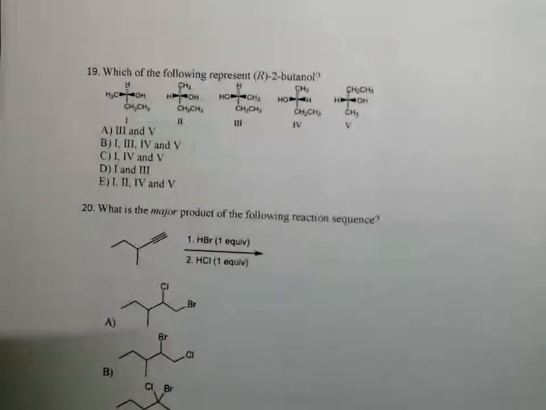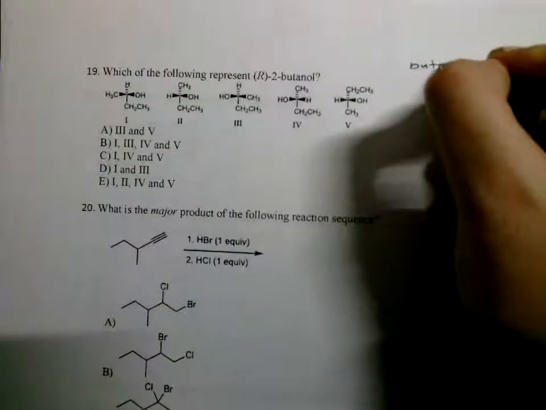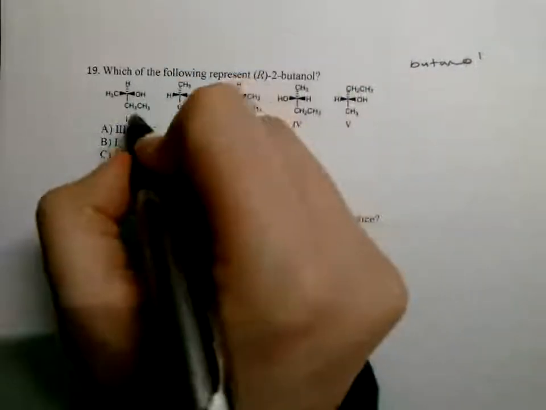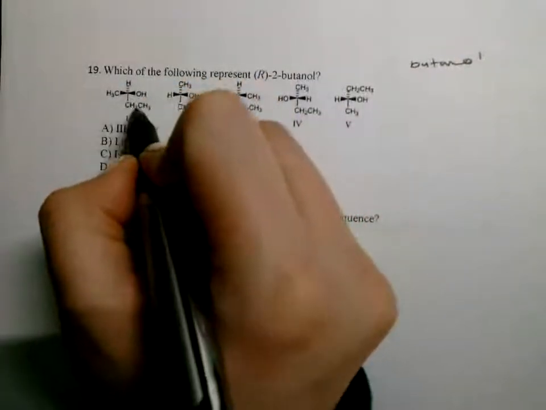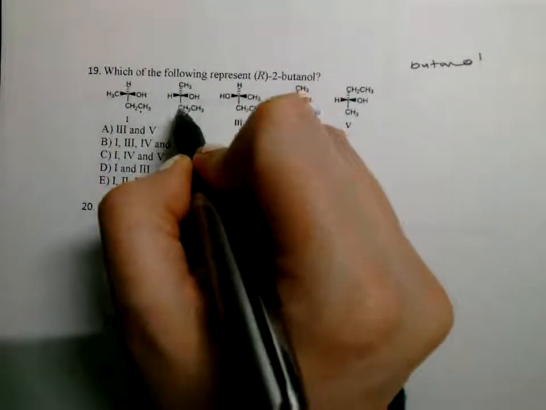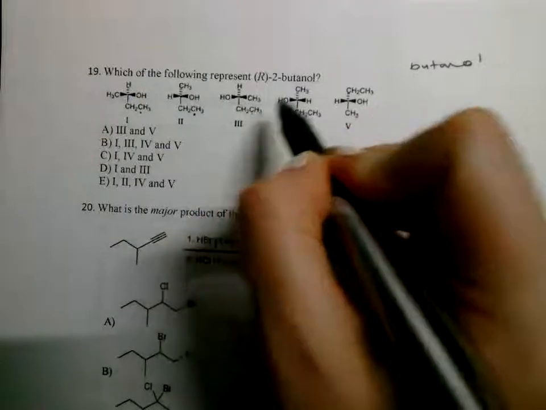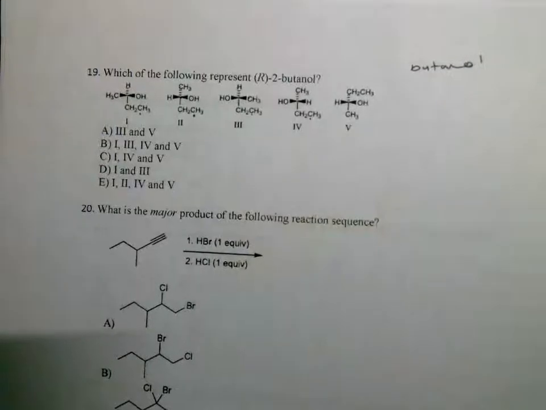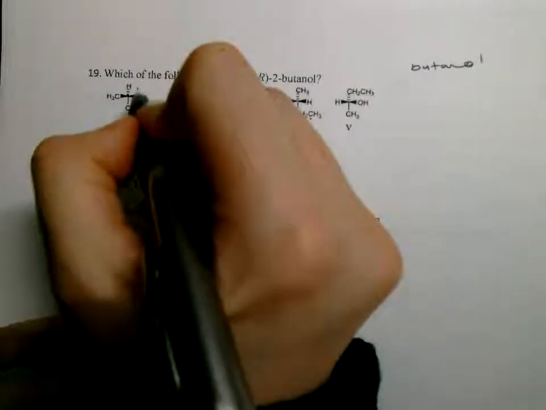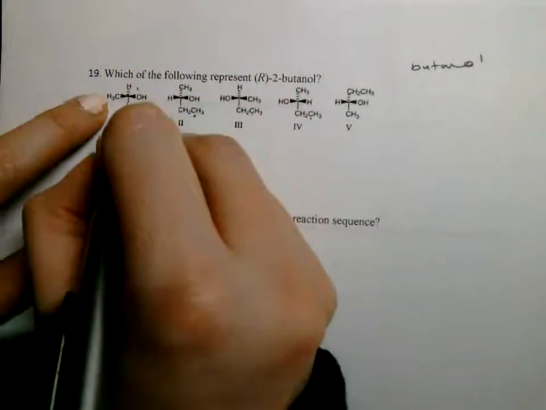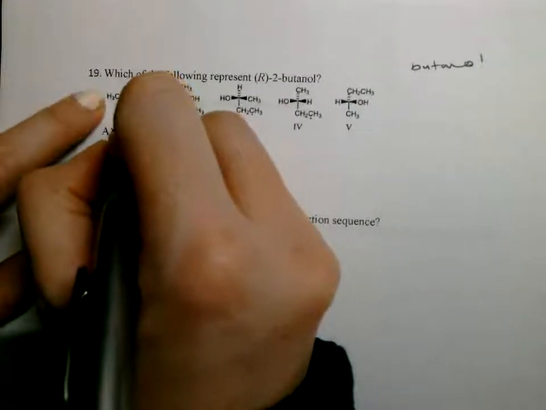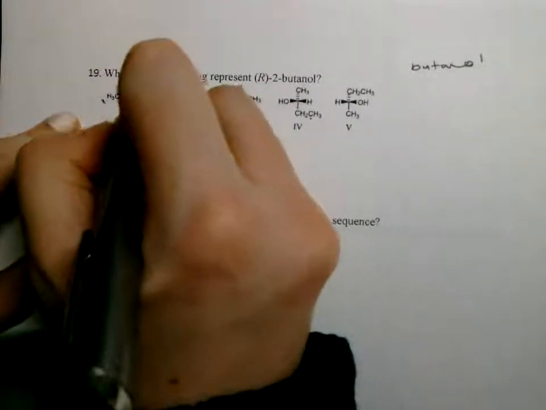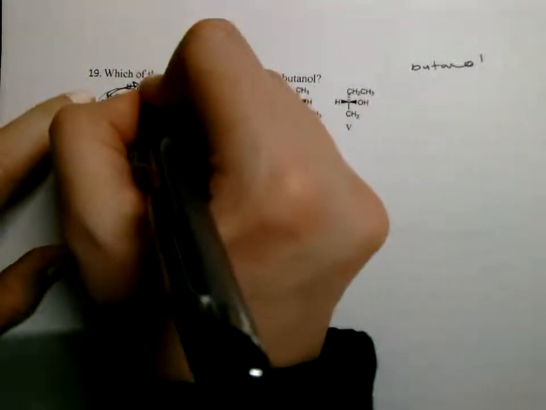Okay, which of these represents R-2-butanol? So I'm going to make sure that all of these are butanol first before I go and calculate all the R's. So 1, 2, 3, 4 for each. All those look like 2-butanol, so that's good to go. So I'm going to assign the priorities. Alcohol is the highest, and then both of these are carbons, but if you look at the next one, this carbon has a carbon bonded to it, and this carbon only has hydrogen. So 1, 2, 3. So this is right at the top, so that seems like it could be R.